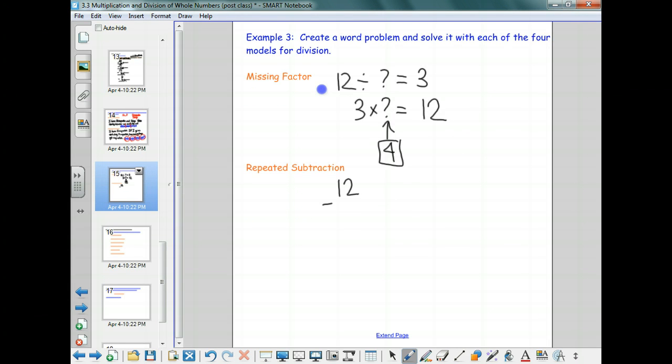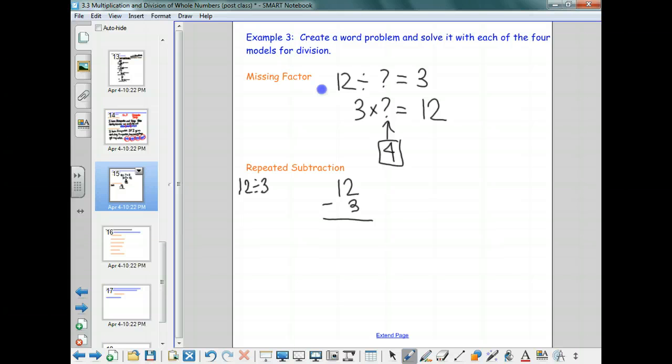12 minus either 3 or 4. We were always doing our division of 12 divided by 3, so let's subtract 3 every time. We subtract what we're dividing by. This will be subtracting 3. This will actually be a model for the second one, even if we wanted the first, because of the way the division works out.